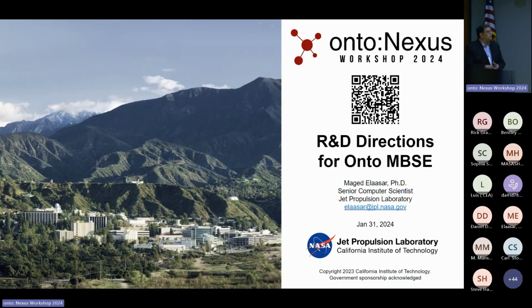Welcome back. And now we're doing the final session of the workshop where we're going to talk about where do we go from here, future directions. So if you recall, one of the objectives of this workshop is to bring the community together and share what has already been accomplished and what each of us are working on.